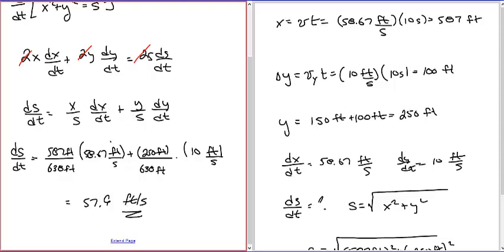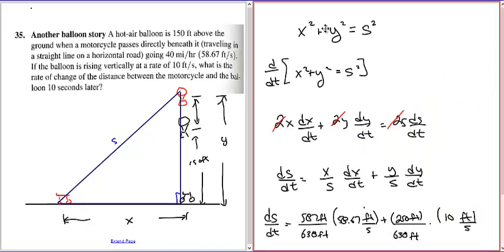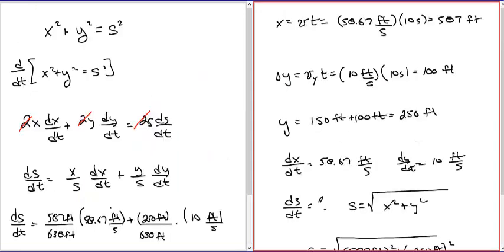So that's the answer. Again, if you think about what we did here, we created this right triangle with the two sides changing, x and y, and the hypotenuse changing, s. We used the known x and y to figure out s, and then we used the Pythagorean equation as the thing linking all of those, taking the derivative with respect to time using implicit differentiation. We got the relation. We solved for what we didn't know, what we were trying to find, which is the rate of change of the distance between the motorcycle and the balloon, which is this distance, s. Okay, so that's that one.